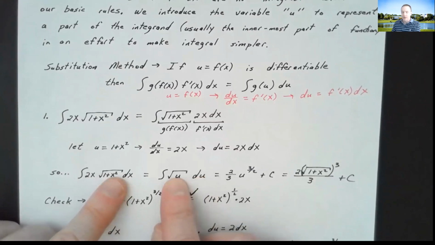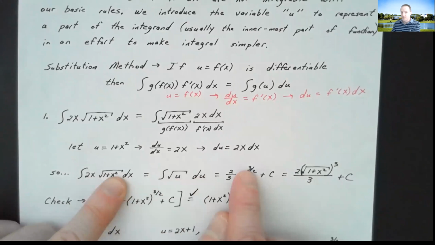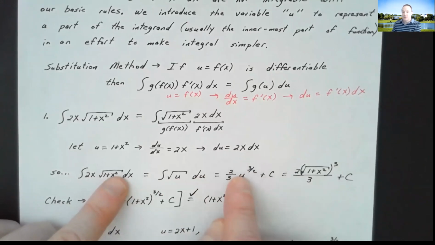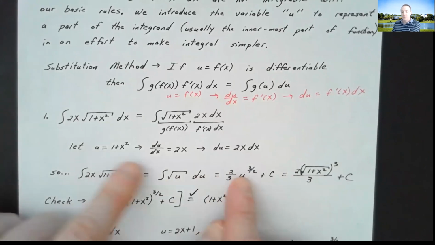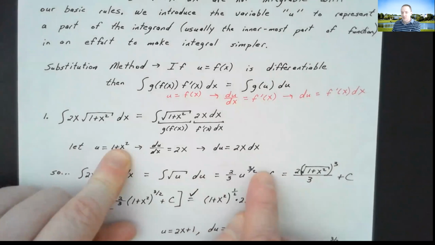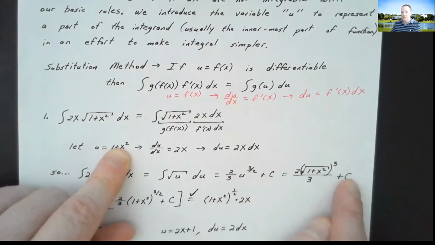That's going to be u to the 1/2 power. So its integral is u to the 3/2 power times 2/3, of course, plus the constant of integration. Now, once you get your answer in terms of u by integrating with our basic rules, then we know u is equal to the group 1 plus x squared. So my final answer here would be 2 times the square root of 1 plus x squared raised to the third power all over 3 plus your constant of integration.